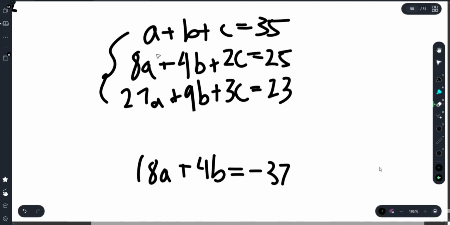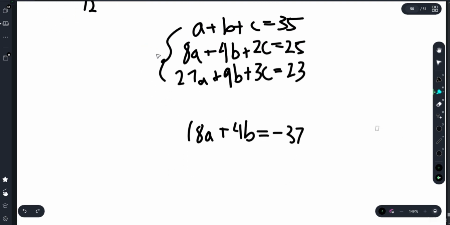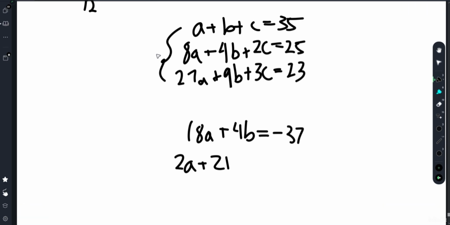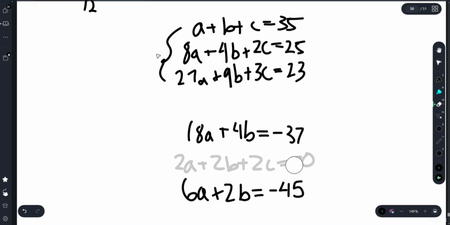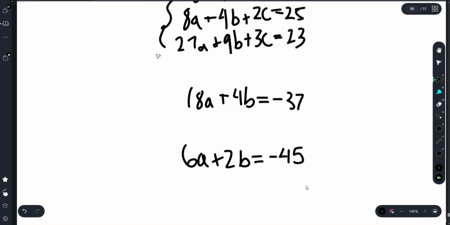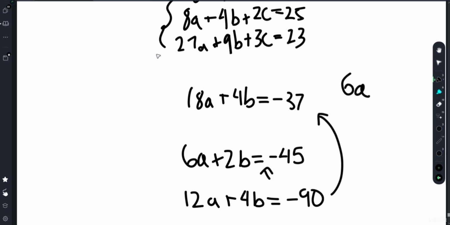Okay, and so now for our second equation, let's multiply the first equation by 2 and subtract it from the second equation. What we get is 2a plus 2b plus 2c is equal to 70. We subtract it and we get 6a plus 2b is equal to negative 45. So now we have these two equations, and let's multiply this equation by 2, and then we get 12a plus 4b is equal to negative 90, and we subtract them from each other. So we get that 6a is equal to negative 37 plus 90, which is 53. And so that means that a is 53 over 6.